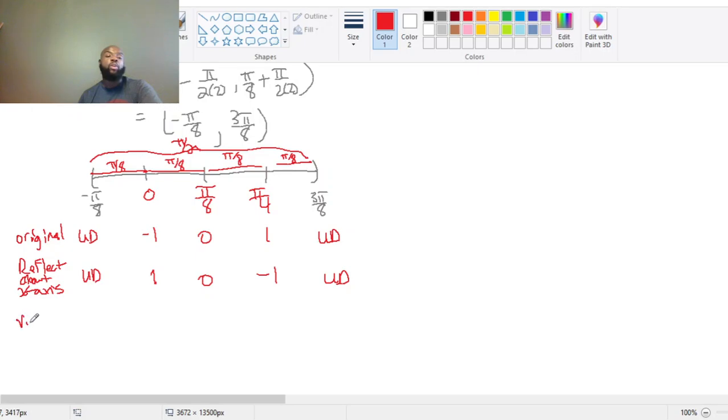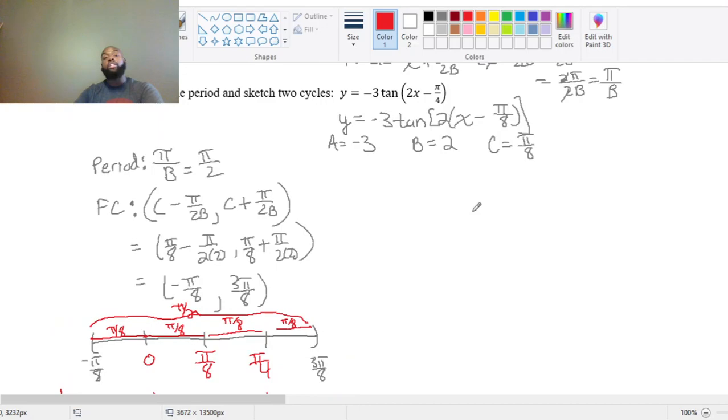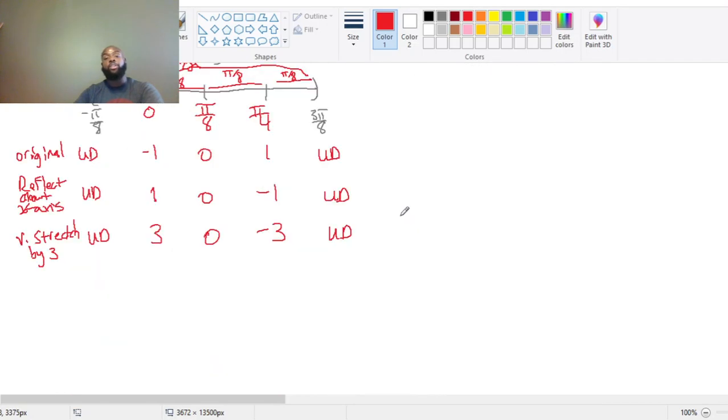Then I can do my vertical stretch, because that's a multiplication by 3. By a factor of 3, the vertical asymptote is going to stay the same, right? But I multiply these by 3, and I'm going to get 3, 0, and -3. And so if I wanted to sketch the graph of 2 cycles, for instance, I can draw me an XY plane.